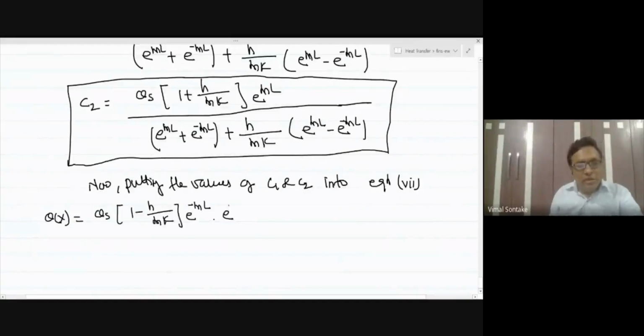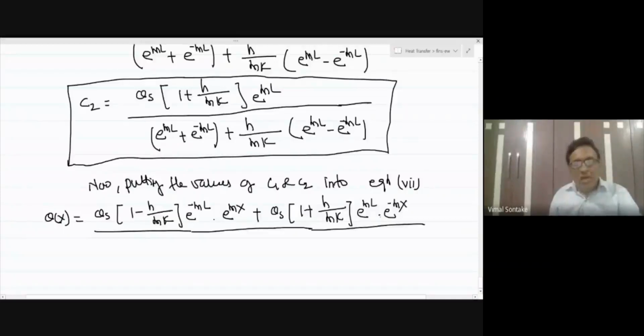and it multiplies e to the power mx. Because what is our equation number 7? Theta x is equal to C1 e to the power mx plus C2 into e to the power minus mx, plus theta s into 1 plus h over mk e to the power ml into e to the power minus mx. And the denominator is common to both the terms, so I am writing it commonly: plus h over mk e to the power ml minus e to the power minus ml.